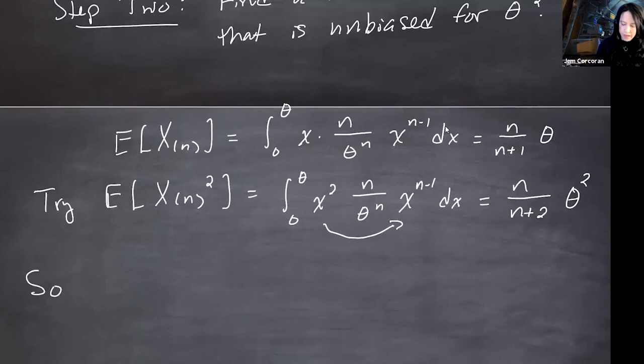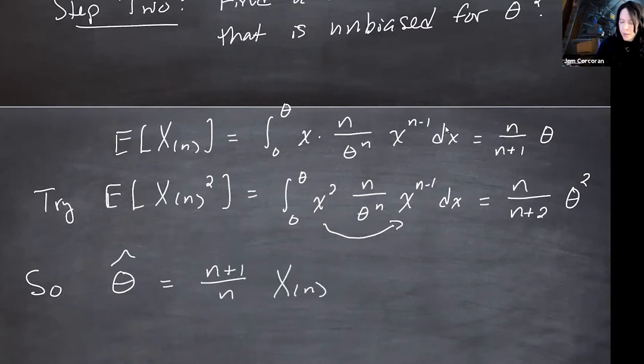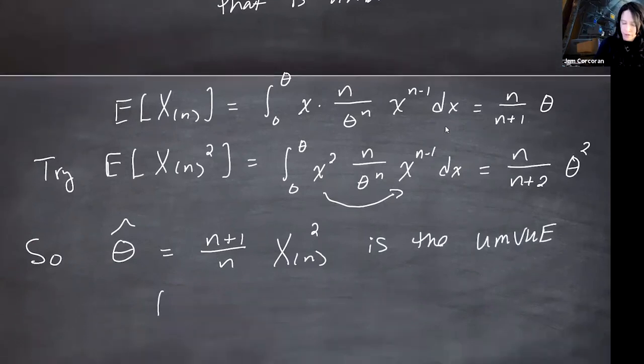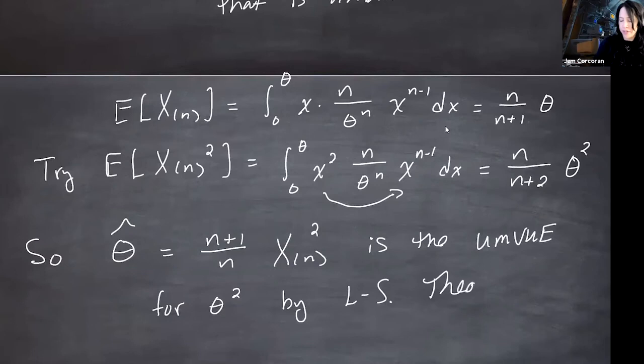So the estimator that is n plus 1 over n times the maximum squared is the UMVU for theta squared by the Lehmann-Scheffé theorem, because there's two steps. One, find a complete and sufficient statistic. Two, find a function of that that is unbiased for the thing you want.